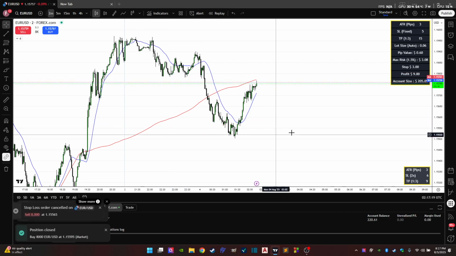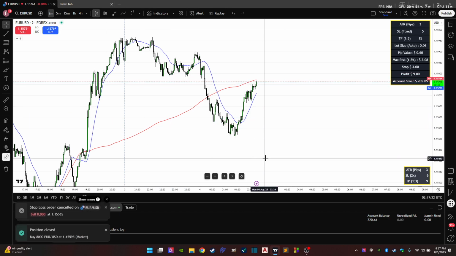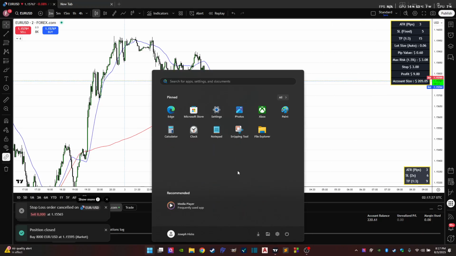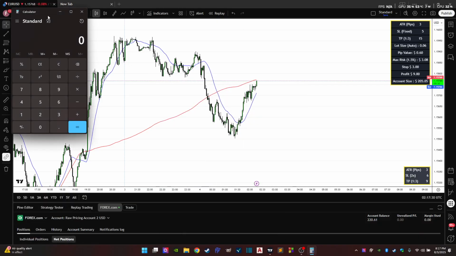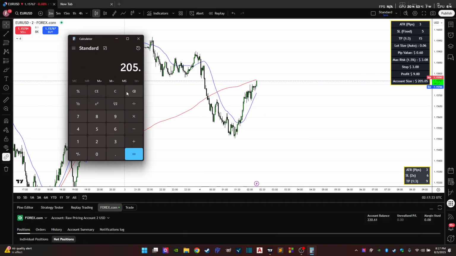I'm going to go ahead and take that one off. So we're looking at a $15 gain on a $205 account. For that, I'm going to go ahead and stop it there, and we'll do the quick calculation. 220.61 minus 205.05, which is where I started. That's 15.56 divided by 205.05. And we're looking at a 7.5% gain just in the first couple of hours of the Tokyo session.